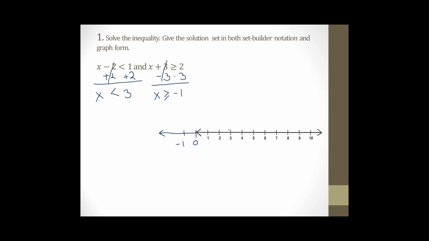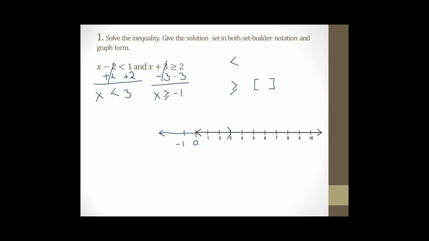So we need x is less than 3. Right here is 3, and the numbers that are less than 3 would be to the left of 3. And because we have this type of inequality sign, which goes with parentheses, our parenthesis should go like that. And then we have x is greater than or equal to -1. So right here is -1. And because we have the greater than or equal to symbol, we're going to use brackets.